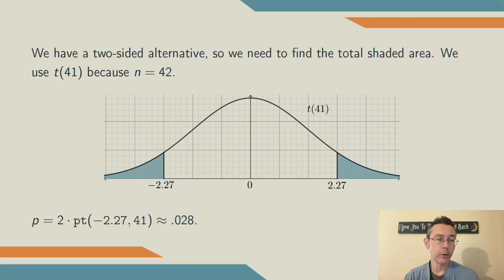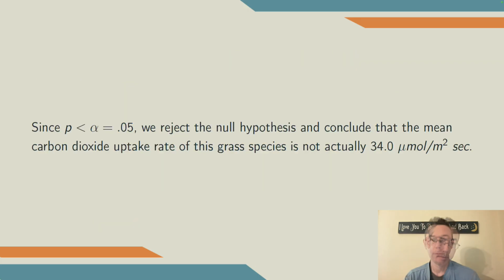The output is 0.028. So if the null hypothesis is true, data like what we got or more extreme than what we got will happen about 2.8% of the time. Since the p-value of 0.028 is less than the significance level alpha, 0.05, we reject the null hypothesis. There's good evidence to conclude that the mean carbon dioxide uptake rate in this species of grass is not actually 34.0 micromoles per meter squared per second.